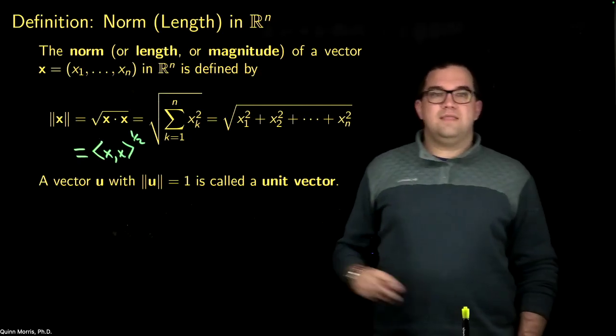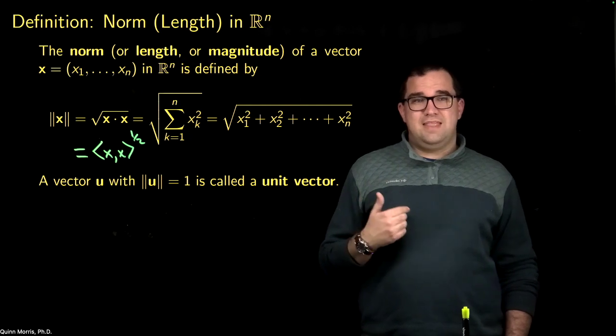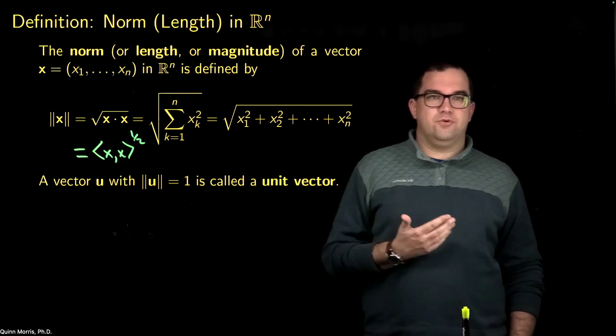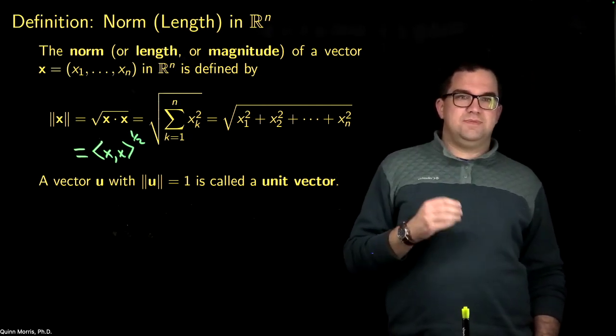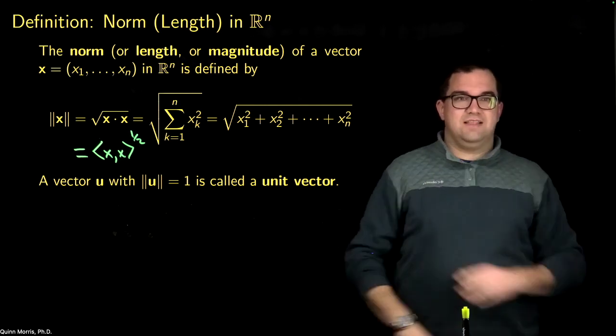And then just as a bit of verbiage here, when we talk about a vector that has norm or length 1, we call that a unit vector. If we say a unit anything, that just means that thing has been standardized or normalized to have length 1.